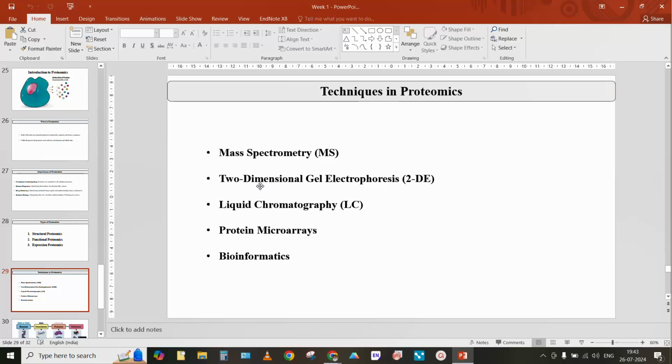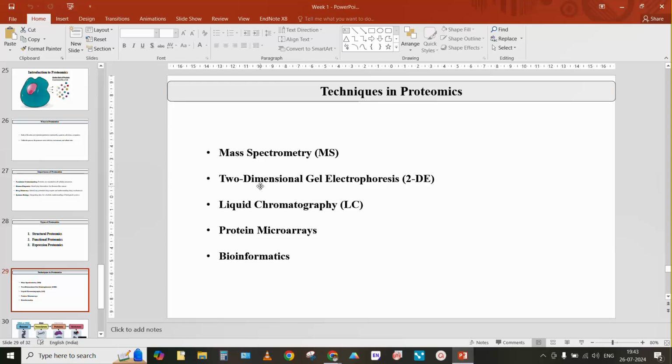So the first is mass spectroscopy. This is the most common technique used in proteomics. It identifies and quantifies proteins by measuring the mass to charge ratio of the ionized particles in the proteins or any amino acids. So it can analyze complex protein mixtures, determine post-translational modifications, and provide information on protein structures.